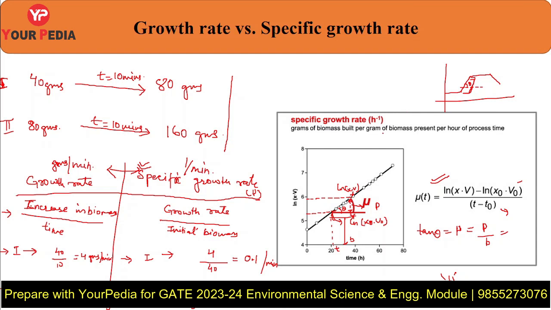In very general science terms, specific growth rate is defined as the grams of biomass built per gram of biomass present per hour of the process time. Okay? Biomass per gram of biomass per unit time is what we call the specific growth rate, right?